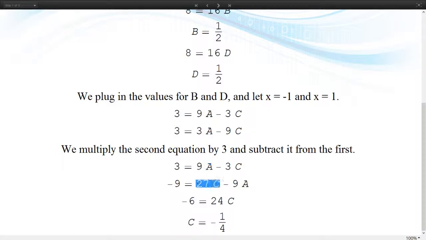9a plus 27, 9a minus 9a. Mathematica doesn't like putting negative numbers in front when it can avoid it. So 9a minus 9a is 0. And then negative 3c plus 27c is 24c. Solving for c gives us c is negative 1/4.